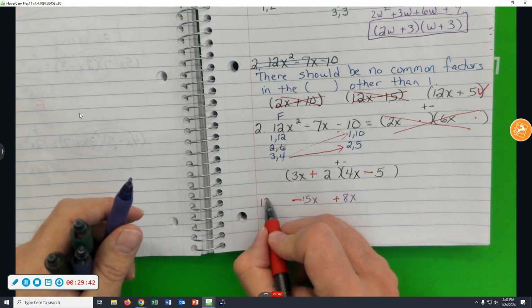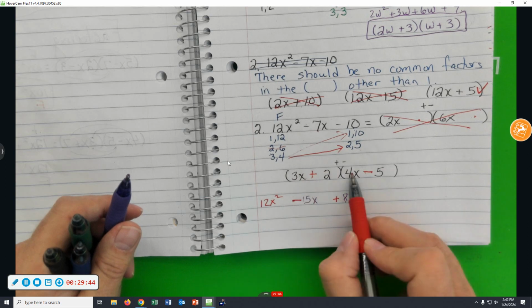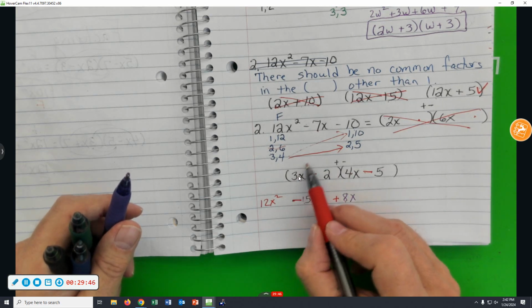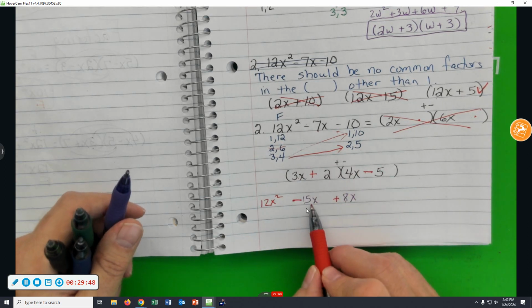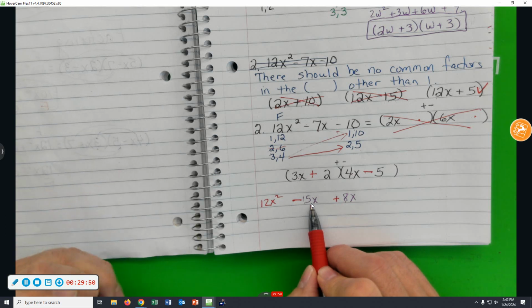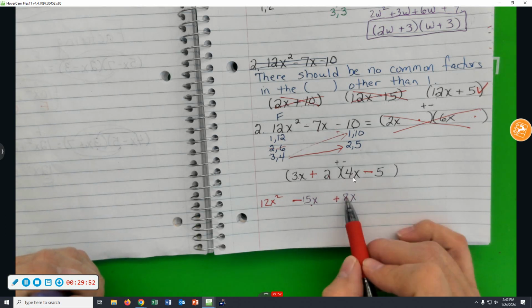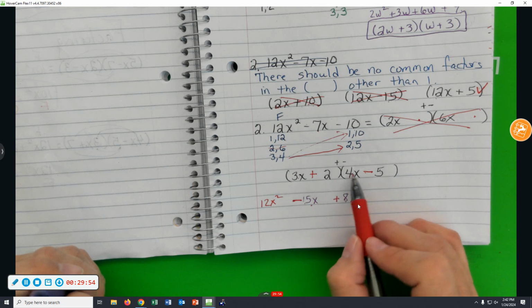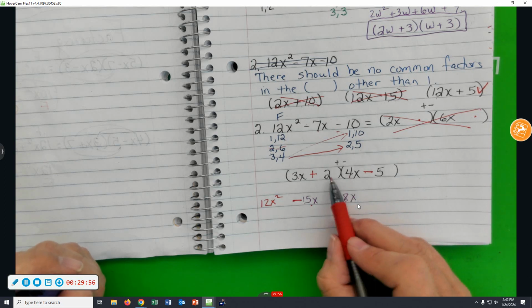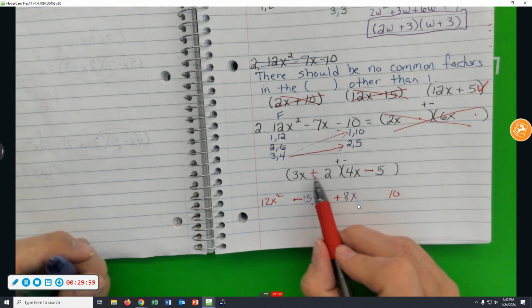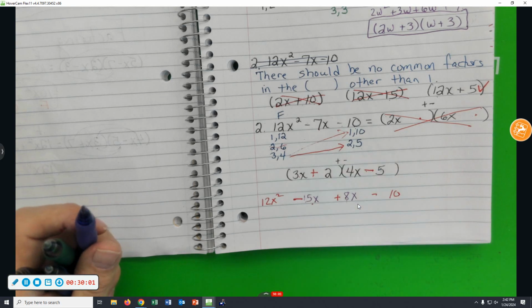That'll give me 12x squared. Okay? Outer. Then the outer was just a 15. We hadn't put the plus and minus in yet. Inner was just an 8. We hadn't done the plus and minus. And the last was 10, but now we know it's negative 10.